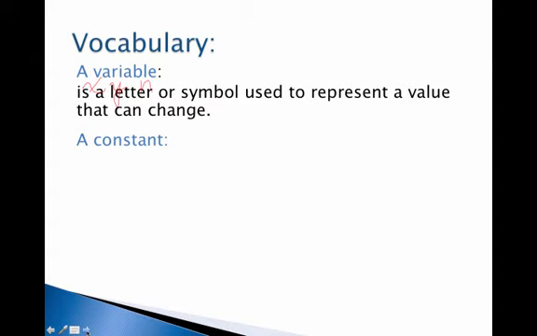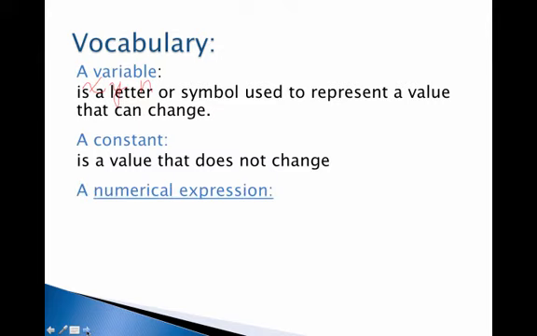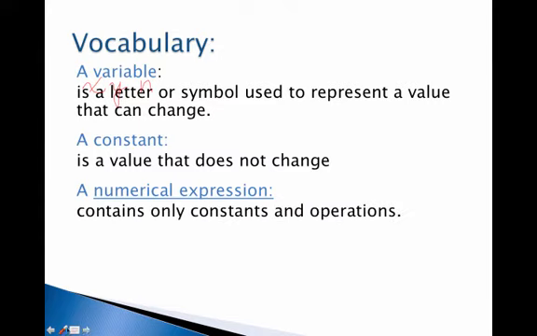A constant. Constant is just going to be a number. It's a value that does not change. So any number you can think of, 23, 2014, negative 33, those are all constants. A numerical expression contains only constants and operations. Okay? By that I mean it could be something like 3 plus 16, or 74 minus 12, or 92 times 1. Anything that contains only constants and operations.